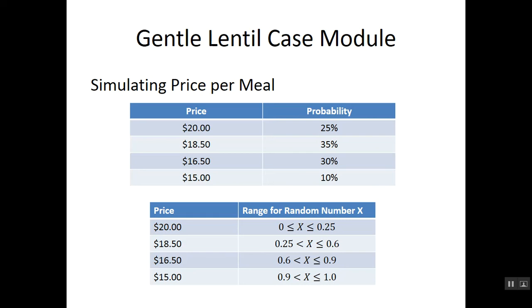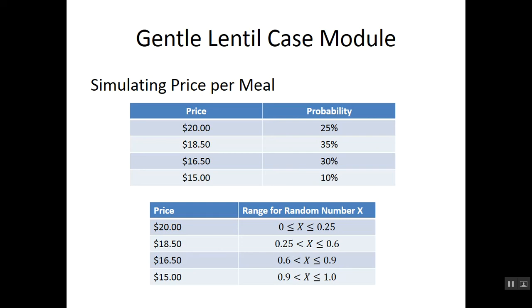So for each of those prices, we want to give the range for the random number. So the range for the random number needs to correspond to the probabilities. So since a price of $20 has a 25% probability, I'm going to assign random numbers from 0 to 0.25 to a price of $20. The next 35% of random numbers I want to be assigned to $18.50. So that's going to be from 0.25 up through 0.6.